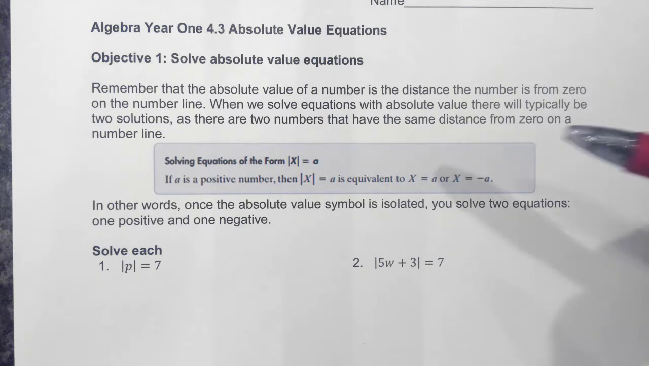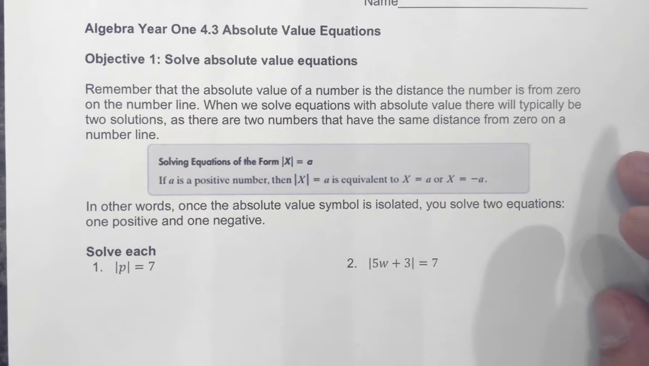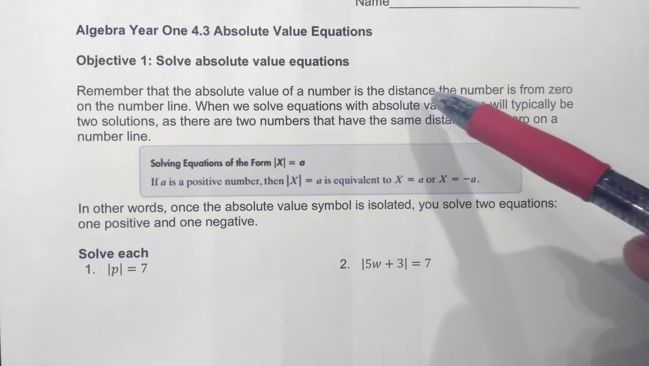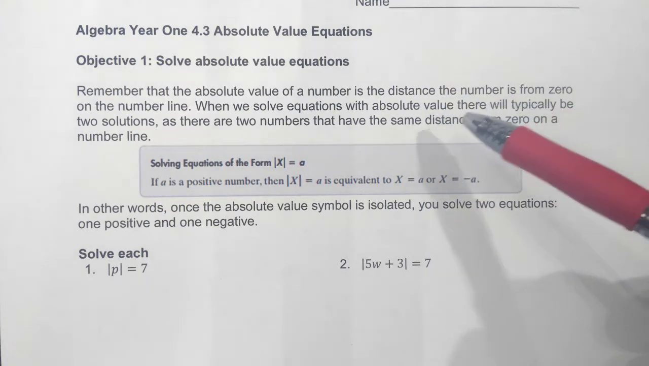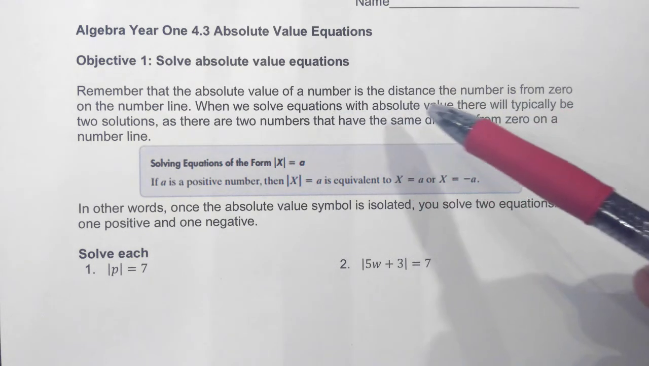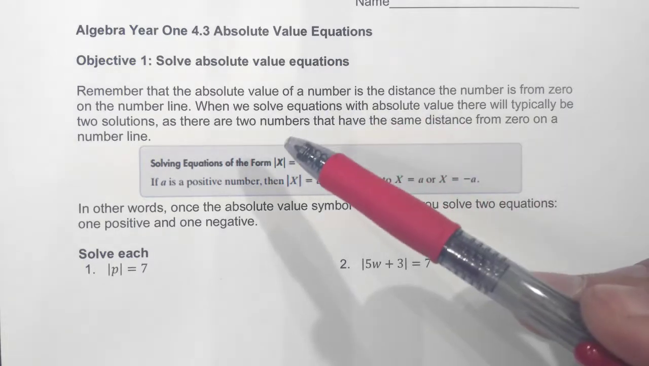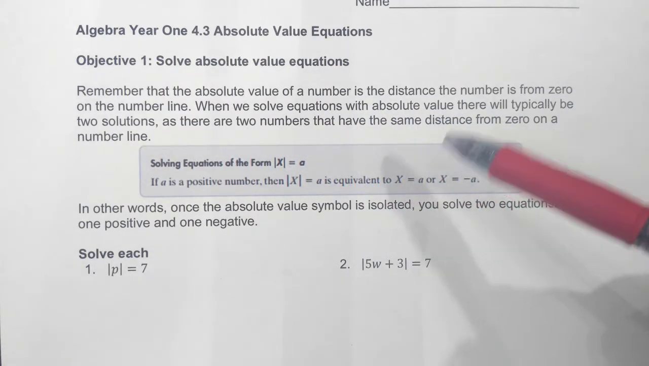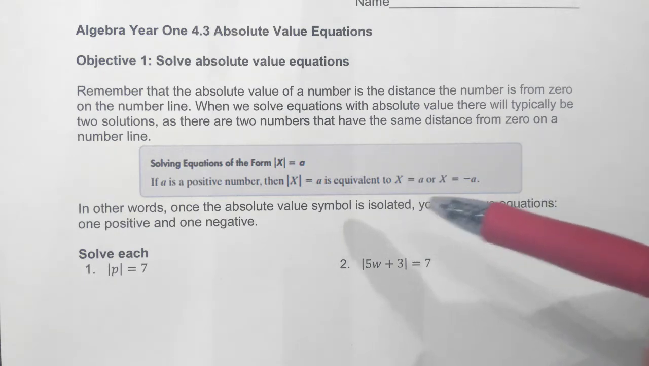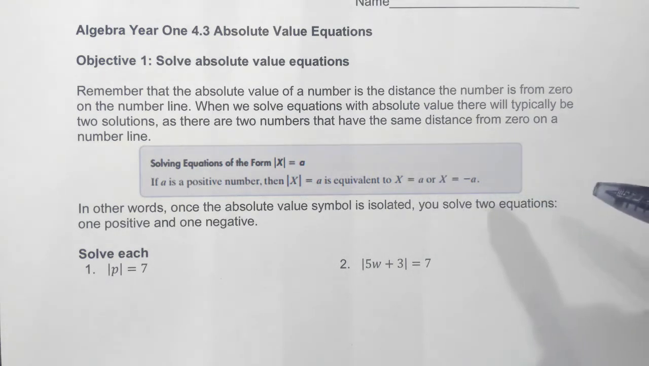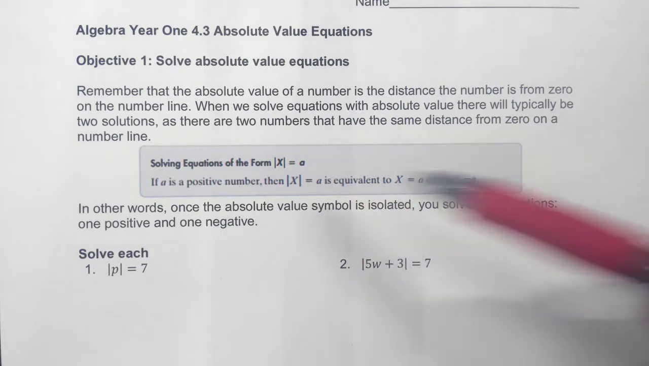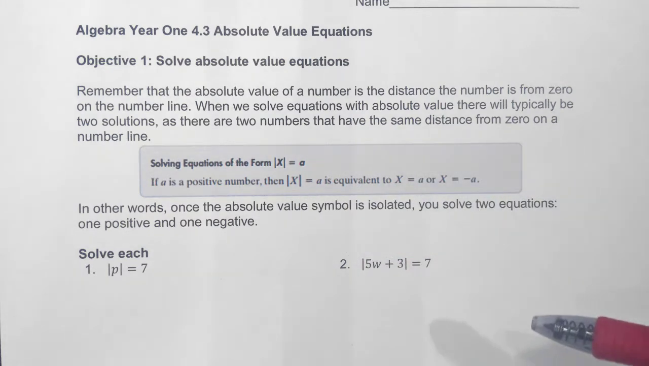To do that, what you need to remember about absolute value is that the absolute value represents the distance the number is from zero on a number line. So when you solve equations with absolute values, there's typically going to be two solutions because there are two numbers that have the same distance from zero on a number line. For instance, 7 and -7 both have an absolute value of 7 because they are 7 spots away from zero on a number line.